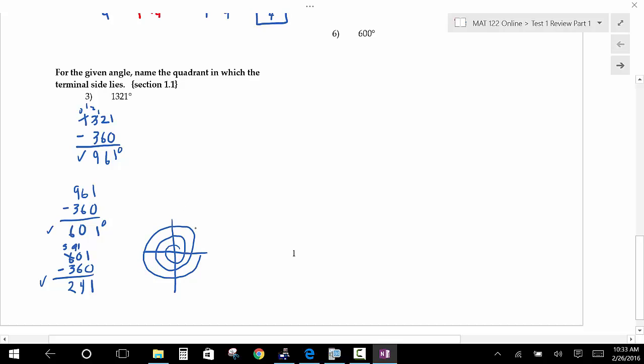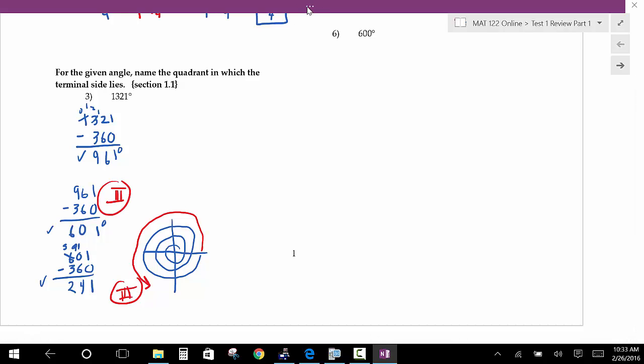Now what's going to happen is we're going to go another 241. So if you count it out, now you got 90, 180, 270, just a little less than 270. So that's going to put you in quadrant 3. So that would be the answer to the problem, quadrant 3.